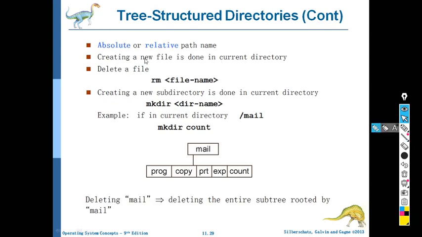Creating a new file is done in the current directory. You can delete a file by using the remove command. You can create a new subdirectory in the current directory by using the make directory command. If you want to delete mail, deleting the entire subtree, you first have to delete this, and after that you have to delete this one.